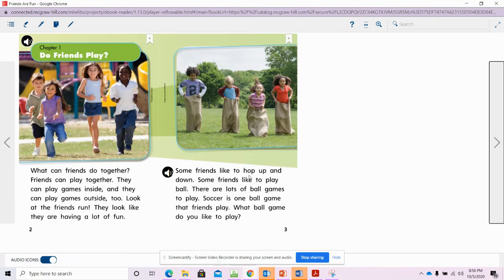Some friends like to hop up and down. Some friends like to play ball. There are lots of ball games to play. Soccer is one ball game that friends play. What ball game do you like to play?